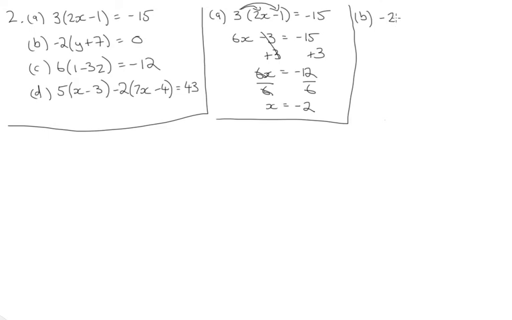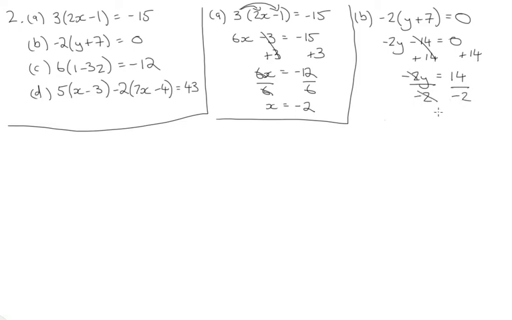We have minus 2y plus 7 equals 0. Let's multiply it out. Minus 2y, then minus 2 multiplied by plus 7 is minus 14 equals 0. We want to get the numbers to the right hand side, so I'm going to plus 14 to both sides. They cancel, so you're left with minus 2y equals 14, because 14 plus 0 is 14. Now we want to get rid of this minus 2, so I'm going to divide both sides by minus 2.